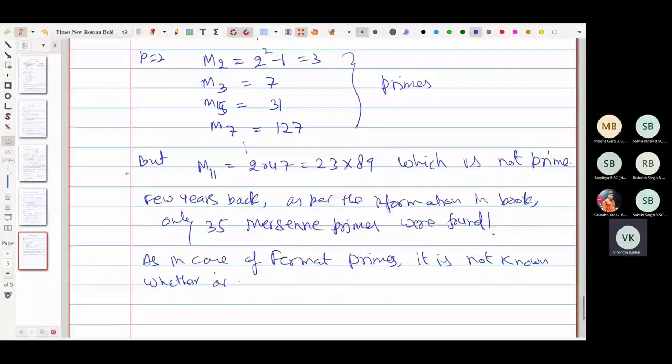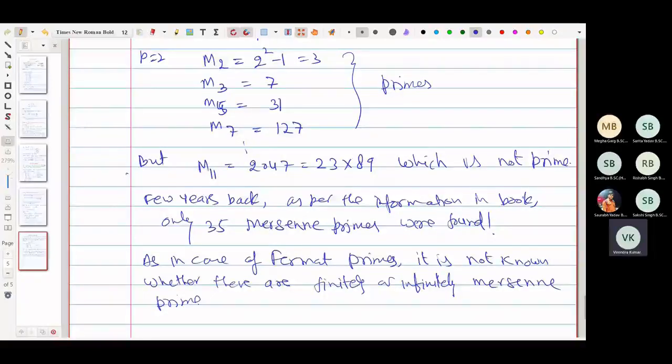Whether there are finitely or infinitely many Mersenne primes.